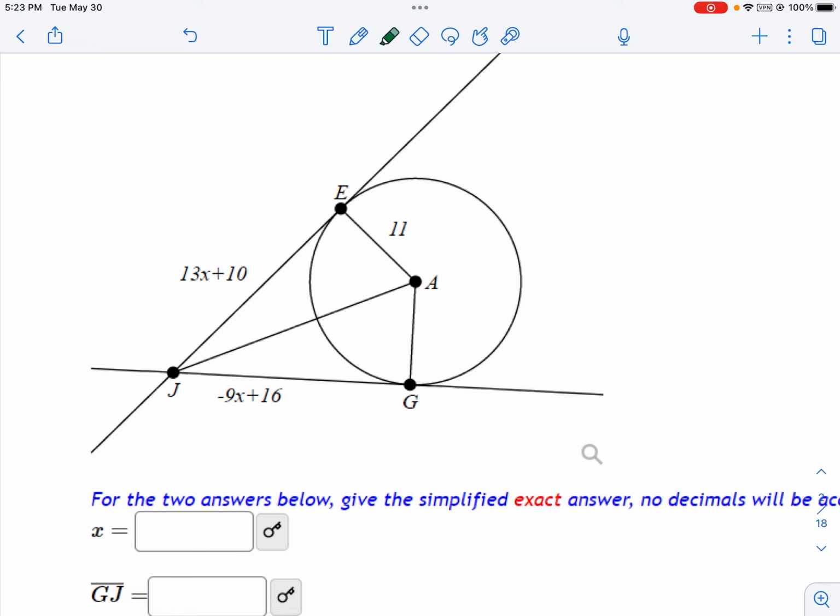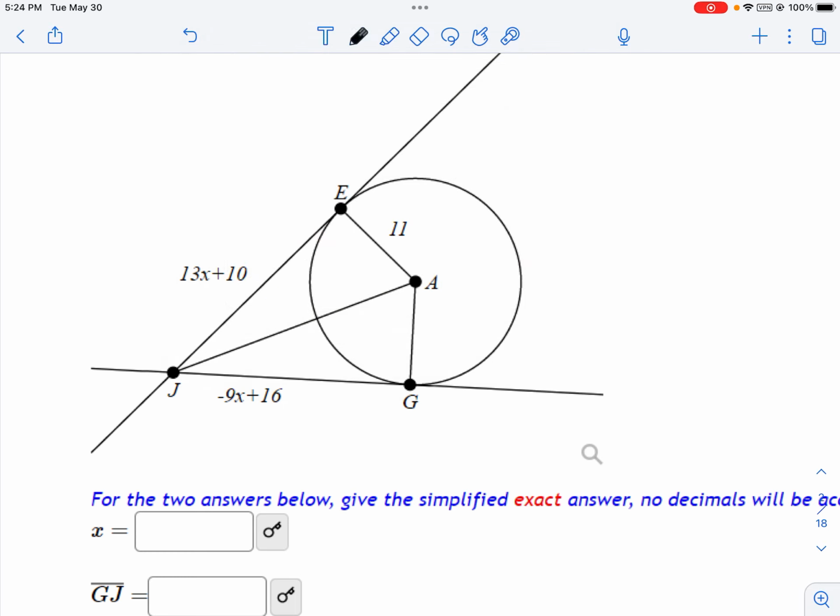Okay, now first off, tangent lines, meaning that we have a line that intersects with our circle at one point. So we have two tangent lines, right? E and G are that point of tangency. Now the reason why we need to care what tangent lines are is because we have two properties.